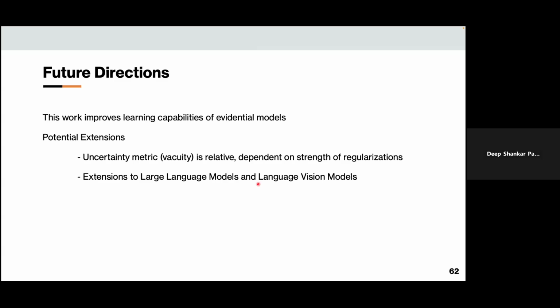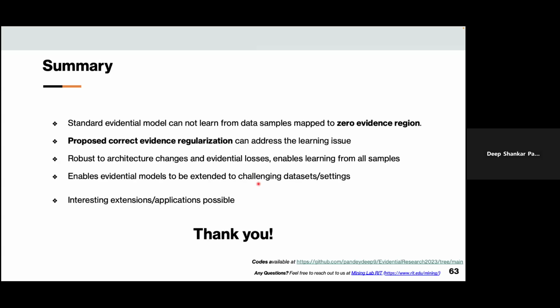So with this, the key summary of the work is the standard evidential models cannot learn from data samples that are mapped to the zero evidence region, and we develop a novel method that can address this learning issue. The proposed model is quite robust to the choice of the losses. It enables learning from all the samples and enables the framework to be extended to challenging datasets and settings. A lot of interesting extensions and applications are possible for this framework, and that's the end of the presentation.